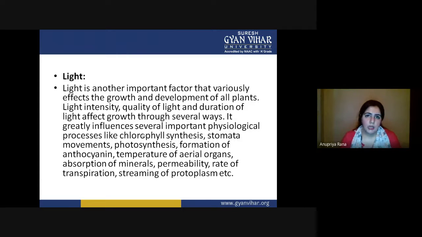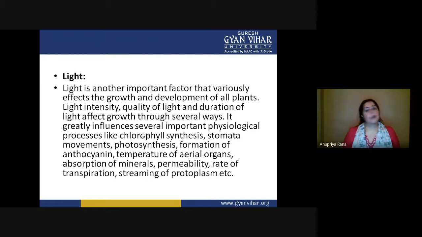So the optimum amount of light is important for the growth of a normal plant. Not only photosynthesis, some other things also require light, like the formation of anthocyanin, temperature of aerial organs, absorption of minerals, permeability, rate of transpiration, streaming of protoplasm. These are very important physiological functions performed by the plant.